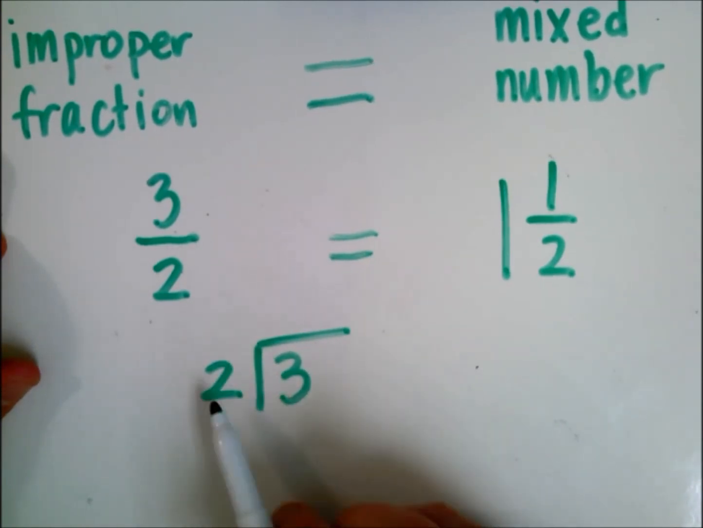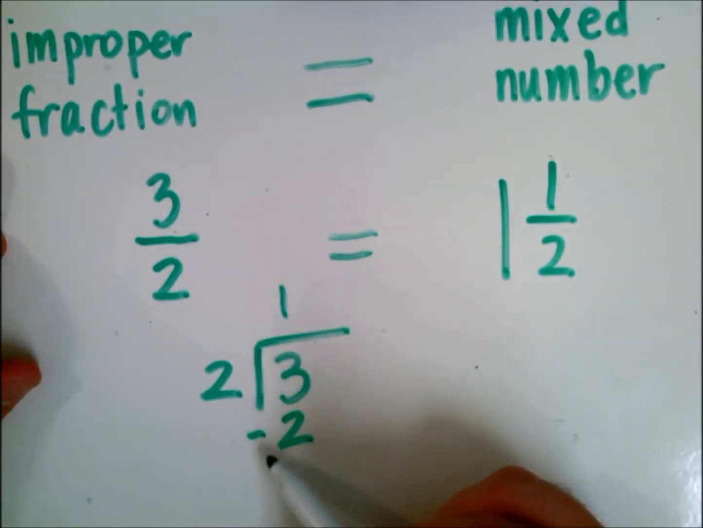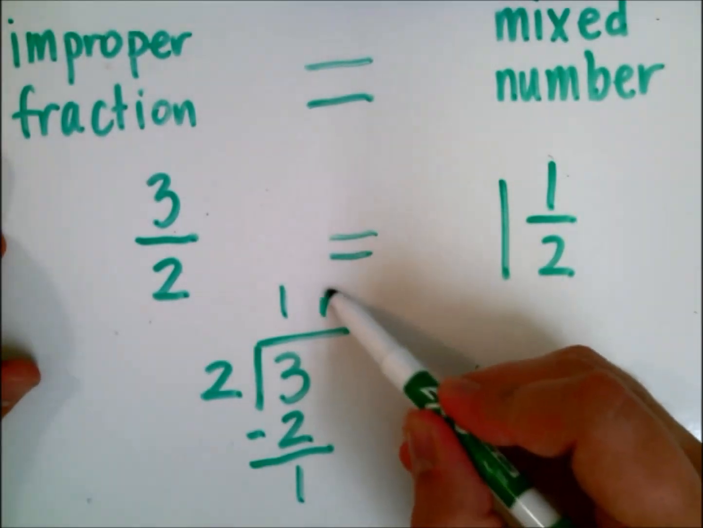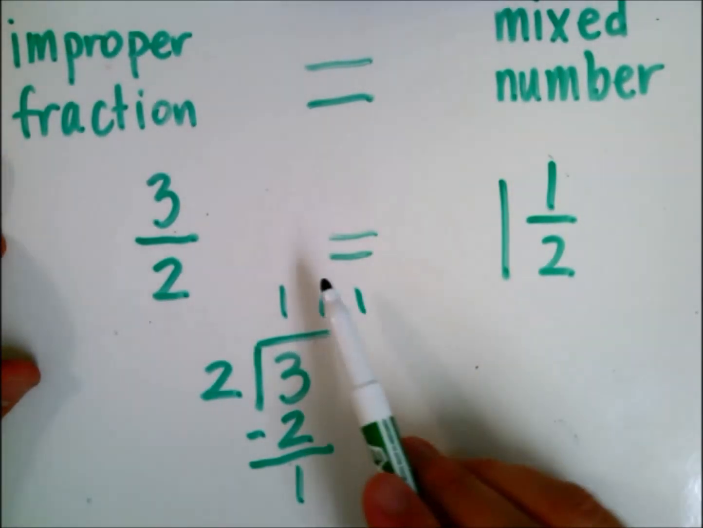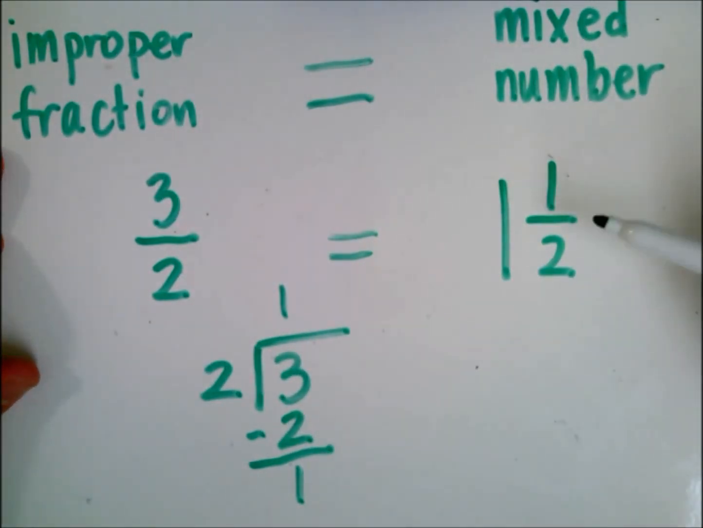2 goes into 3 once. 1 times 2 is 2. When I subtract 3 and 2, I get 1. And I'm going to stop right here. Normally I would say this is 1, remainder 1, but what that means is that I have 1 and something left over. And that's sort of like the way I like to describe mixed numbers. It's 1 and something else, or the whole number and a little something extra.